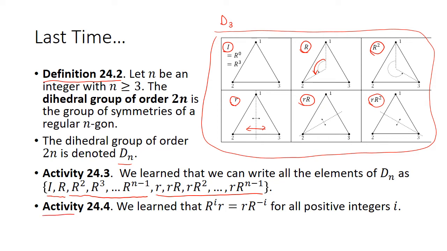And then in activity 24.4, we learned that we can swap the order of little r and big R if we change the exponent on big R to be negative. Okay, so let's get into what's left in this investigation.